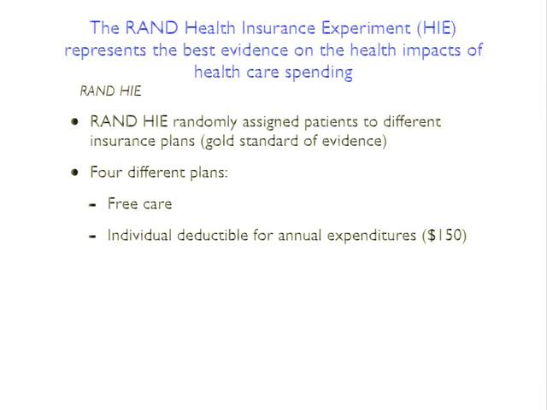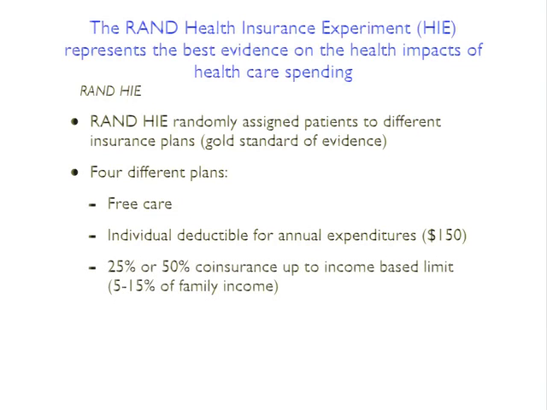Then there was an even less generous plan, which basically had 25 to 50% coinsurance up to an income-based limit, which ranged from 5 to 15% of family income. So now what you're facing is that when you go to the doctor, you have to pay either 25 or 50% of the bill until you hit a certain level of total payment. This combines copayments with the deductible. 25, and especially 50% coinsurance, is actually quite high. That basically means you're only getting 50% insurance up until you meet this limit.